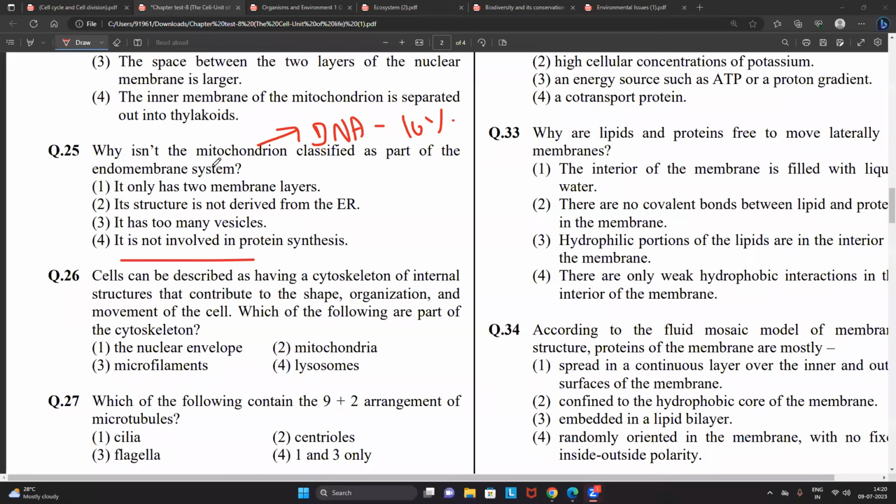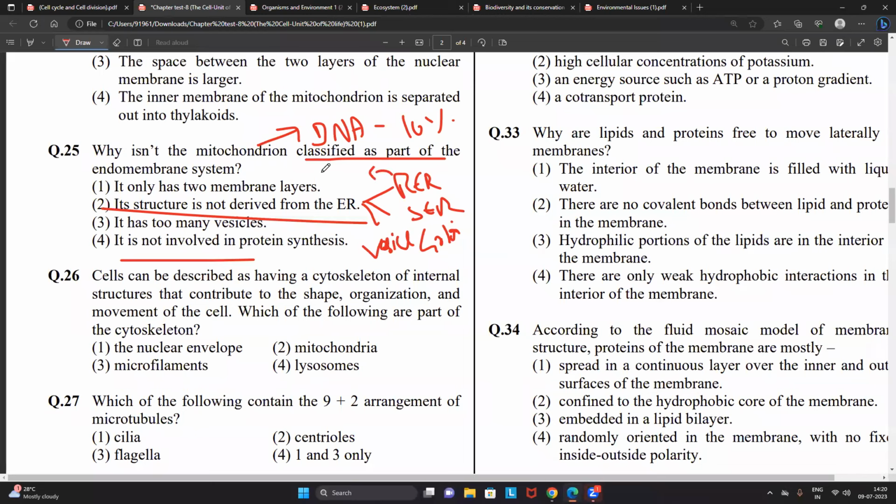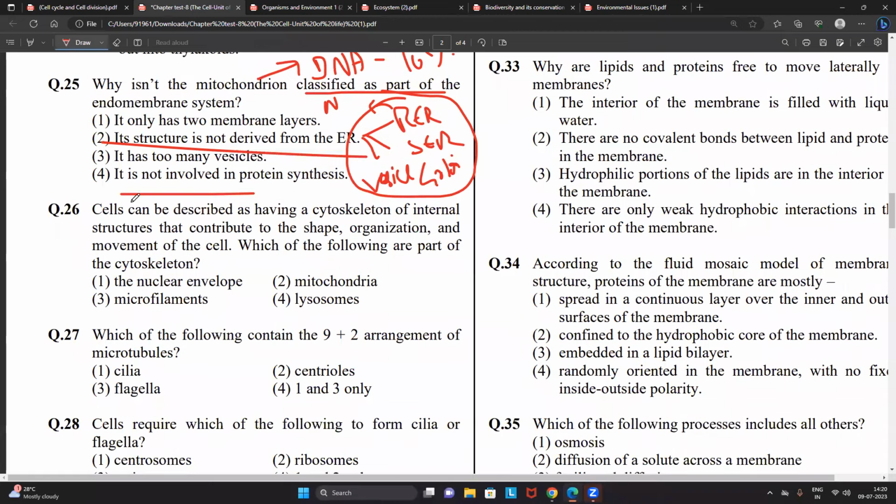Now, what is the question? The question says, why isn't the mitochondria classified as part of the endomembrane system? Because, friends, it is not derived from the endoplasmic reticulum. What does the endomembrane system consist of? It consists of RER, SER, Golgi complex, and the vesicles. The outer RER membrane is connected to the nucleus, but even the nucleus does not come under the endomembrane system. The endomembrane system consists of only these 4.